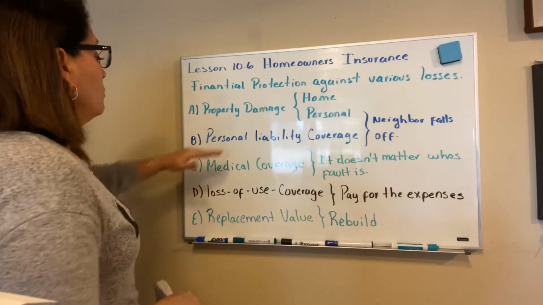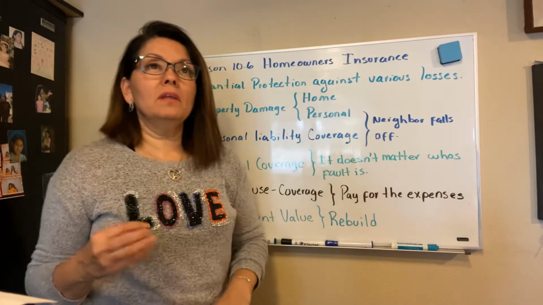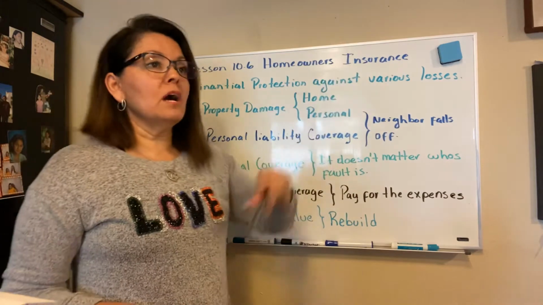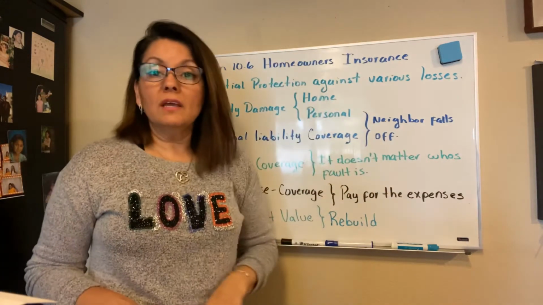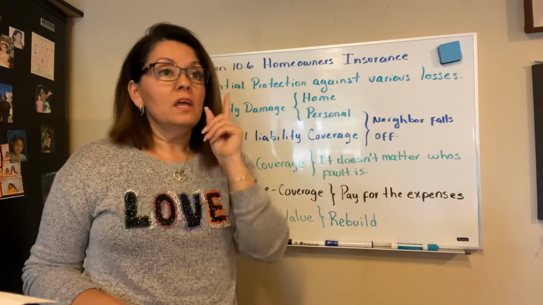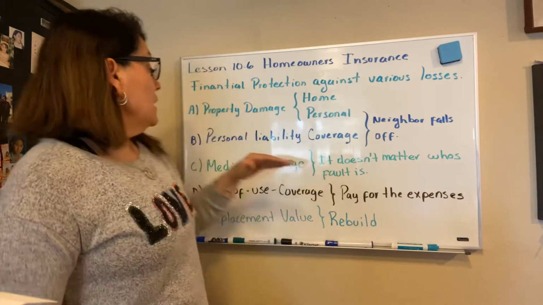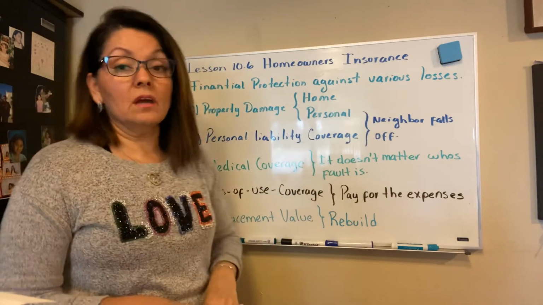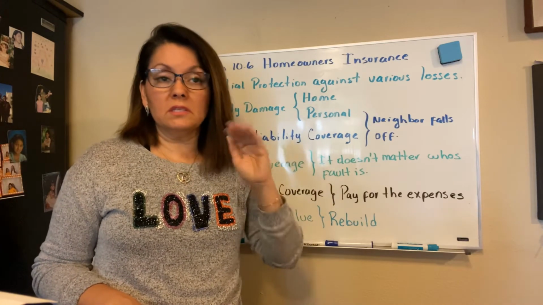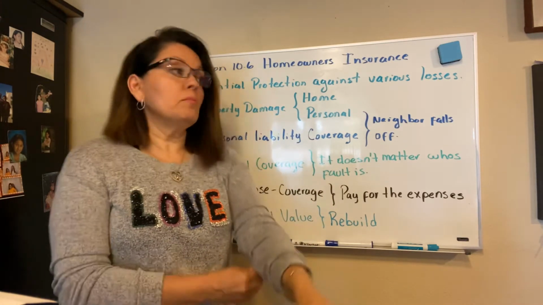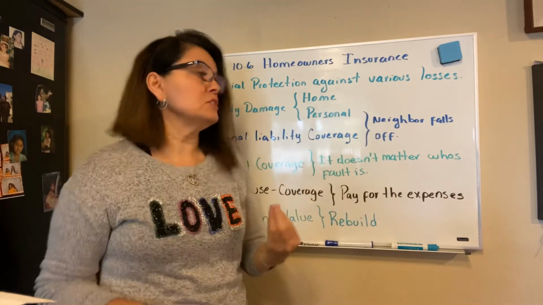This one, personal liability coverage, what happens here? I'm going to give you an example. If your neighbor comes to your house and falls off the deck, and says, hey, it is your fault and you have to pay for the medical bills, guess what? If you have the personal liability coverage, the insurance is going to pay for all the expenses of the neighbor who went to the hospital.